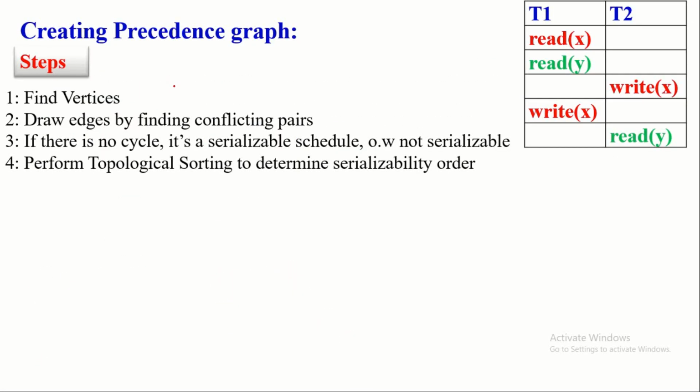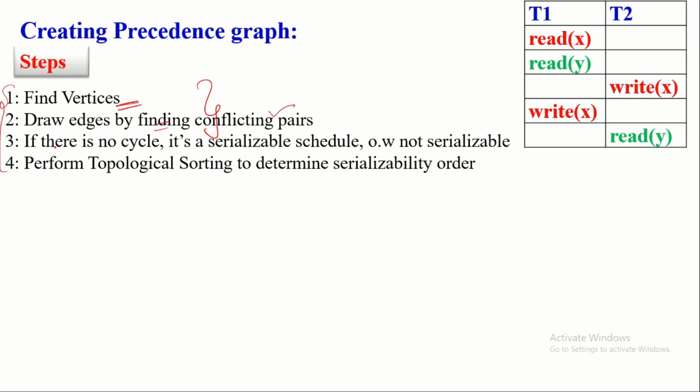Let's now discuss creating a precedence graph and how to determine whether the given schedule is conflict serializable with the created precedence graph. In four steps, we can ensure whether the given schedule is conflict serializable or not. The first two steps are used for constructing the graph. What are the two steps? First, we need to find out the vertices. And in the second step, we need to draw edges by finding the conflicting pairs of operations.